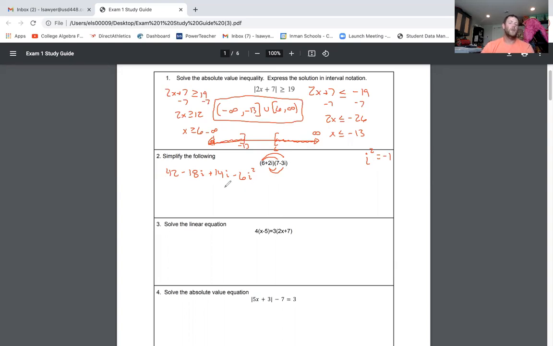Okay, so again, treat the i as a variable. And if you have an i squared, just plug in negative 1. So that'd be 42. Negative 18i and 14i would be negative 4i. And then minus 6i squared, i squared is negative 1. So this becomes plus 6. So 42 minus 4i plus 6. Add these two together, 42 and 6. And I'm left with 48 minus 4i.